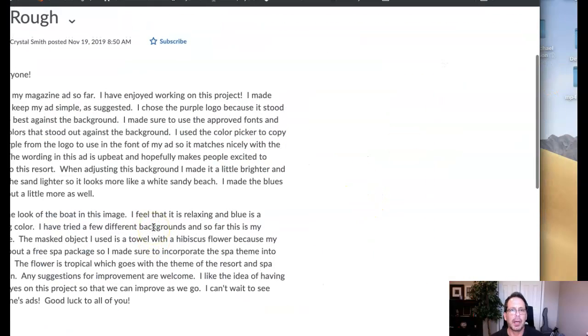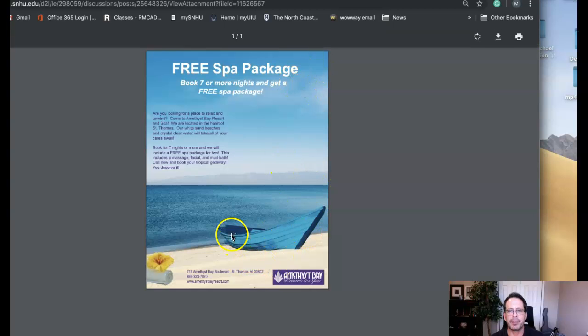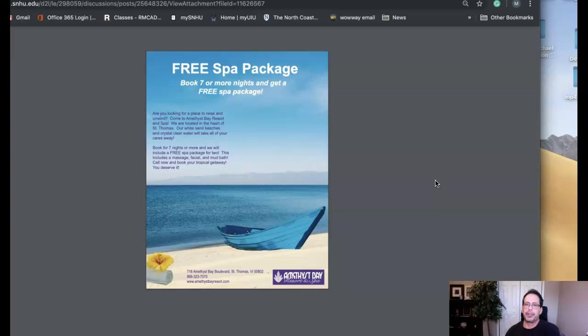So let's go ahead and jump right over to the ad. Now you mentioned a little bit of a disconnect in that the ad is featuring a spa package, but the background image is featuring a boat. And I agree. I think it creates a pretty significant degree of confusion in the ad. Now, granted, this isn't a class in marketing, but it is important though that the ad makes sense, specifically if you're shooting for this to be a portfolio piece.